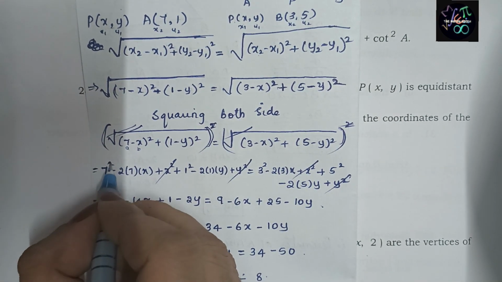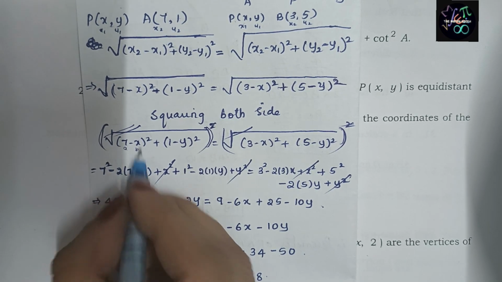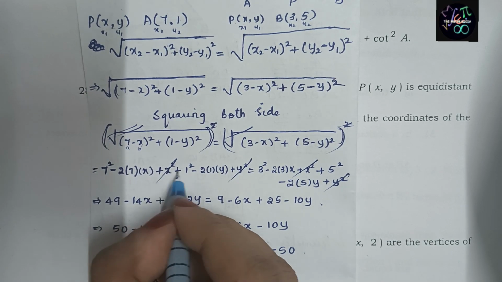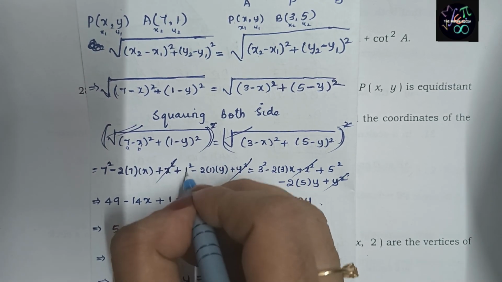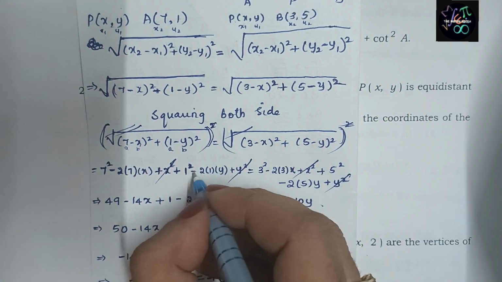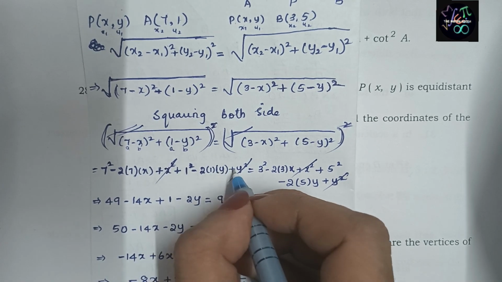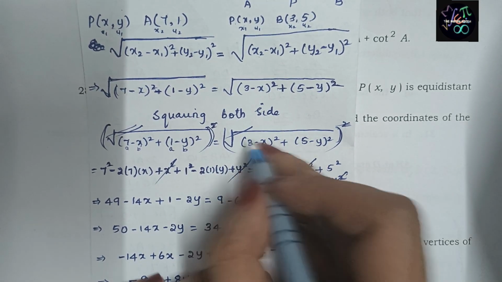That is a square, a is nothing but 7, so 7 square, minus 2ab, a is 7, b is x, plus b square, b is nothing but x square. Now let us split this (a minus b) whole square formula: a square, a is 1, I can write small a here and small b here, so 1 square minus 2 into 1 into y plus b square, that is y square, is equal to the same thing I have done on this side also.